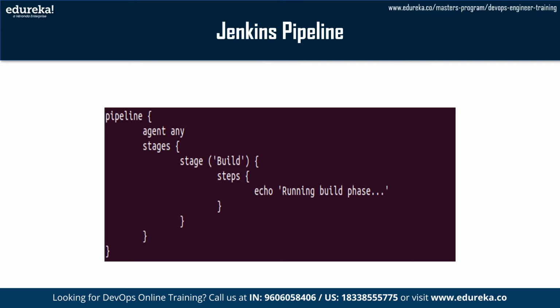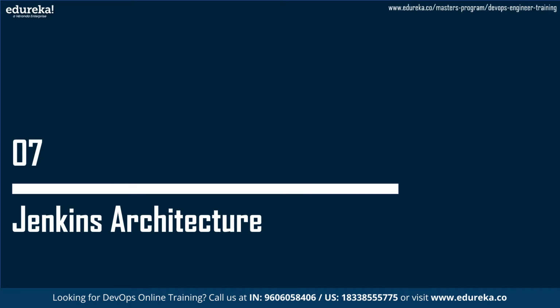Next component is stage. So here the stage represents different phases of the software delivery process such as build, test and deploy. Steps. Each stage consists of a set of steps that are executed sequentially. They represent actions like compiling code, running tests or deploying artifacts. Steps can include built-in functions, scripts or calls to external tools. Next, let's explore the Jenkins architecture.